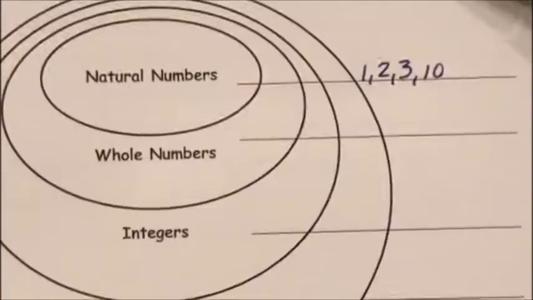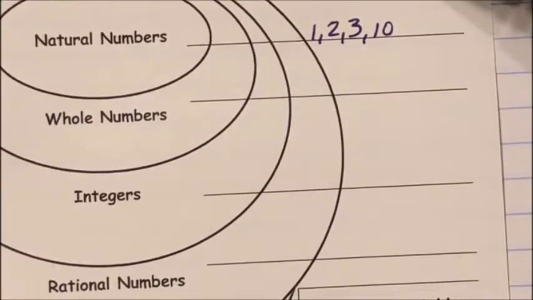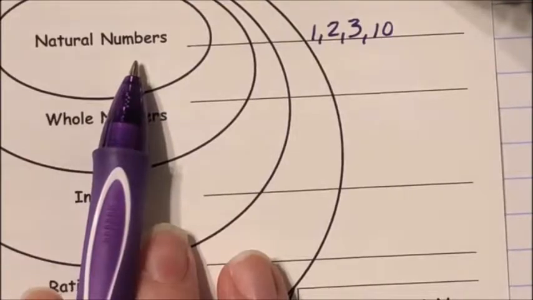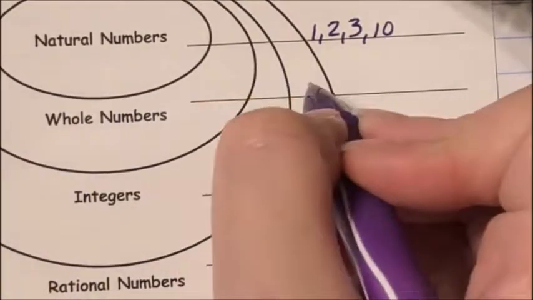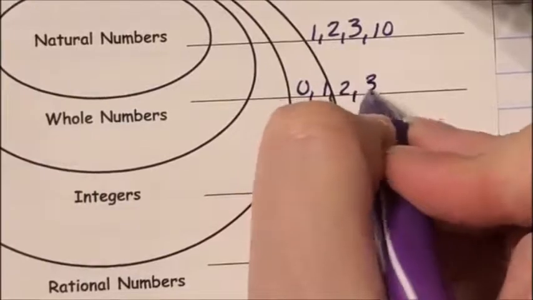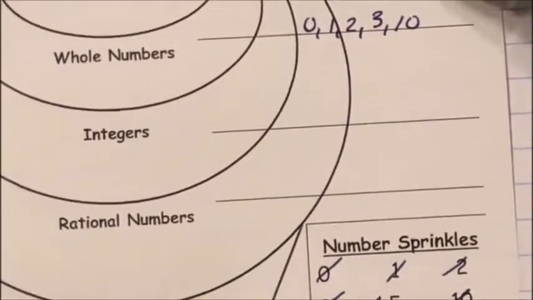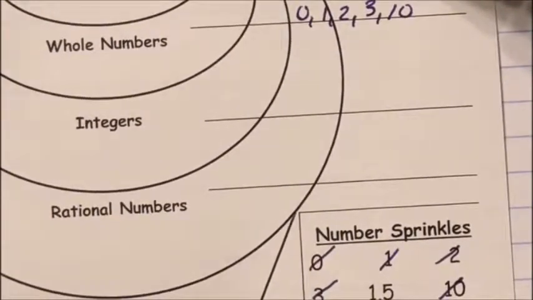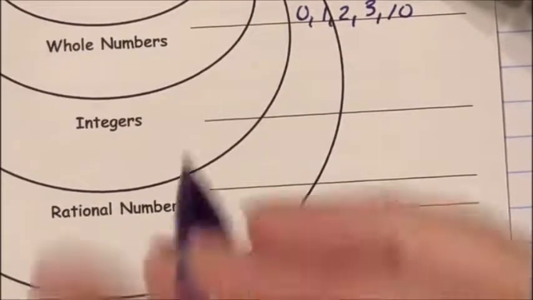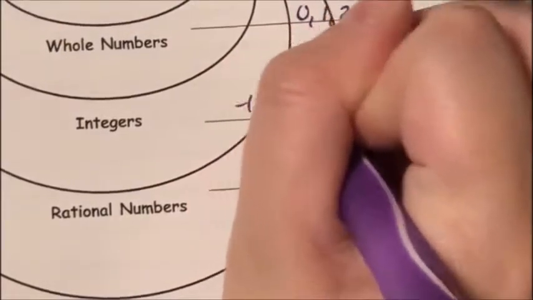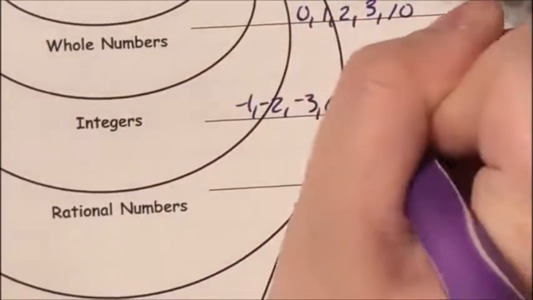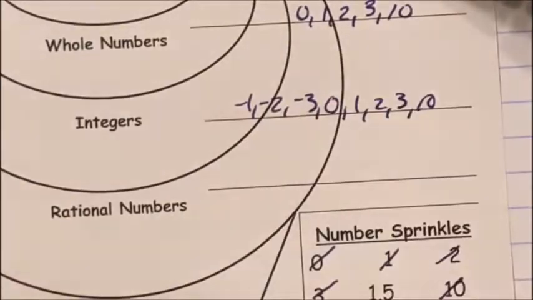Then I'm going to move down to my whole numbers. My whole numbers include all my natural numbers plus 0, so I have 0, 1, 2, 3, 10. Then I have my integers. My integers include negative and positive whole numbers, so I have negative 1, negative 2, negative 3, 0, 1, 2, 3, and 10. Remember, you include the next line up.